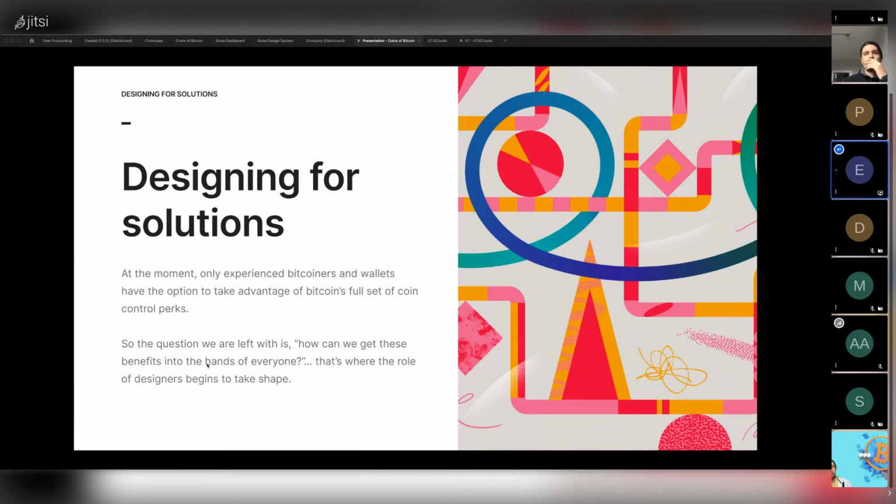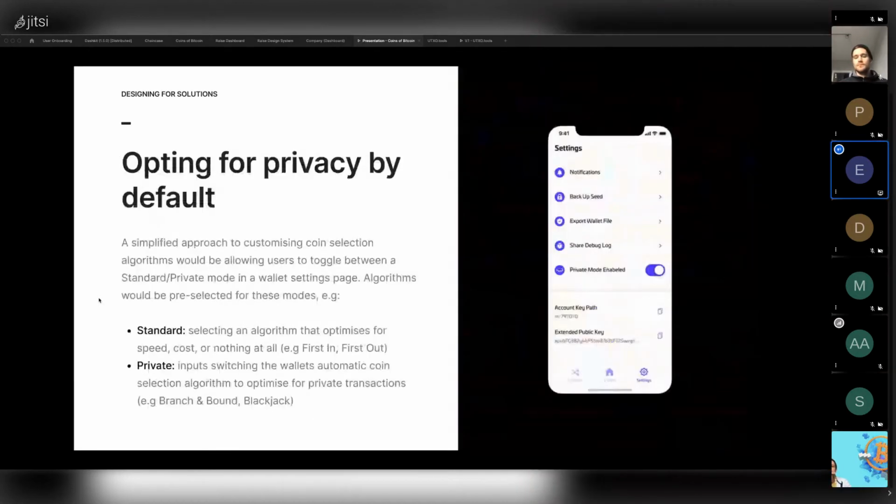The thing I've highlighted here is a lot of these features with UTXO management and coin control are mostly used by experienced Bitcoiners and wallets. And they're taking advantage of a lot of these privacy features of Bitcoin. But how do we get these perks into the hands of people who are entry level? How do we make privacy a standard in Bitcoin rather than making it an advanced feature? So here I've included a couple of case studies or really short prototypes just to spur people's imagination.